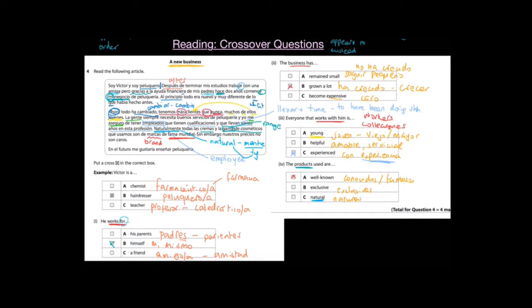And then even though I've got the last answer crossed out, I'm going to finish off reading just in case. Sin embargo, however, nuestros precios no son caros. And notice here I've got another distractor. I've got caros, which is the one I might be expecting for exclusive, but it's not saying that the products are expensive. It's saying that their prices, los precios, no son caros. They're not expensive. So I'm not going to mark exclusive. And finally, en el futuro me gustaría enseñar peluquería. In the future, I would like to teach hairdressing.